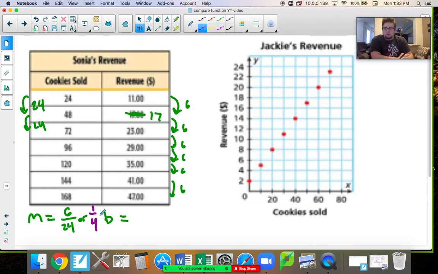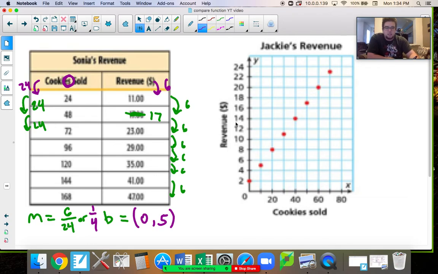So we get $1 for every 4 cookies we sell. Our y-intercept is not directly given to us. So I have to kind of do some deductive reasoning. At 0, it changed by 24, which means this side would have to have changed by 6. That means before we started the day, Sonia had $5 in revenue. Maybe that's like carryover from the previous day. Maybe that's just initial tip that she put into the bucket so everyone thinks that she has some money in there. Whatever it happens to be, she starts off with 5.